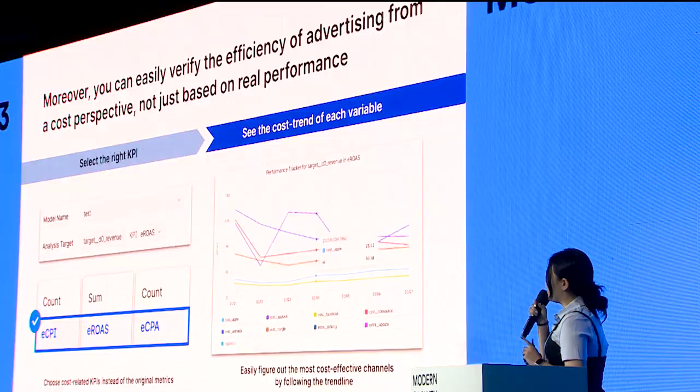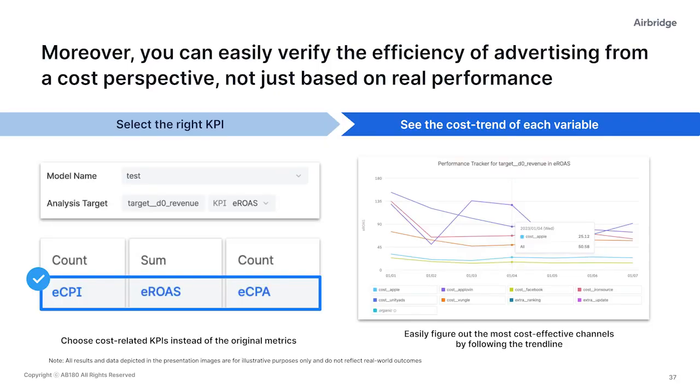And here's another use case of Performance Tracker. Beyond just reviewing the performance results, it can also empower marketers to verify the performance from a cost perspective. So for instance, for an MMM model on the number of installs, we provide relevant cost metrics such as ECPI, effective cost per installs, to reveal its true cost effectiveness. With this, you can easily identify the cost-efficient and inefficient variables for your business, helping you optimize your marketing strategies for maximum cost effectiveness.